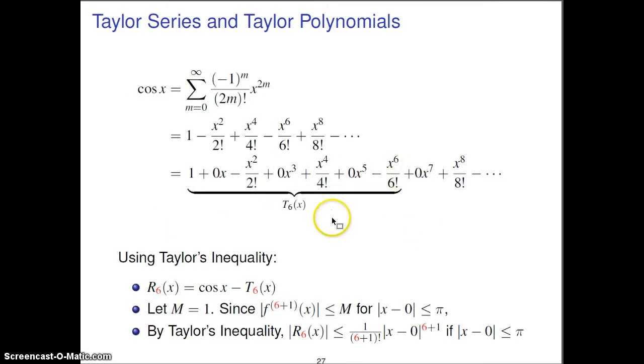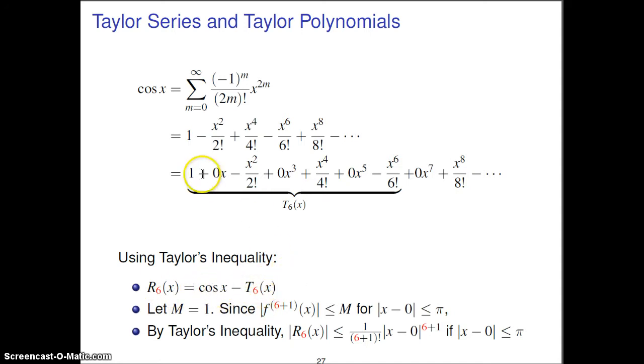This goes on, of course, but before this gets unwieldy, I think we're just going to deal with T sub 6 here. And as before, the remainder is: take your original function, f of x, and subtract T sub 6, and that's R sub 6. So think of R sub 6 as being the error between the original function and our approximation.